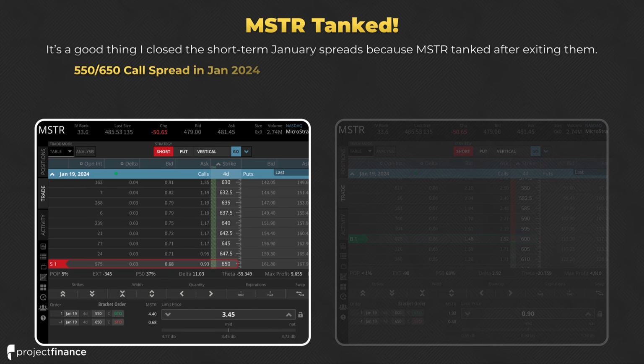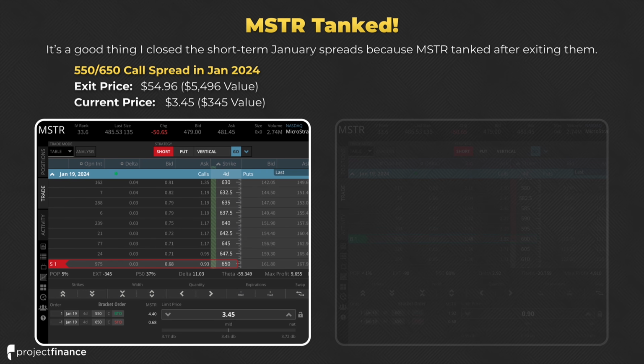Now, it's really fortunate that I closed these positions because MicroStrategy did end up collapsing shortly after exiting these spreads. If we look at the 550, 650 call spreads in January 2024, we just saw that I exited these for a price of $54.96, meaning I sold them for $5,496 a piece. However, if we look at their current prices, these spreads are trading for $3.45 each, or $345 in value. So if I did not close these spreads when I did, I essentially would have seen all of those profits go almost to zero.